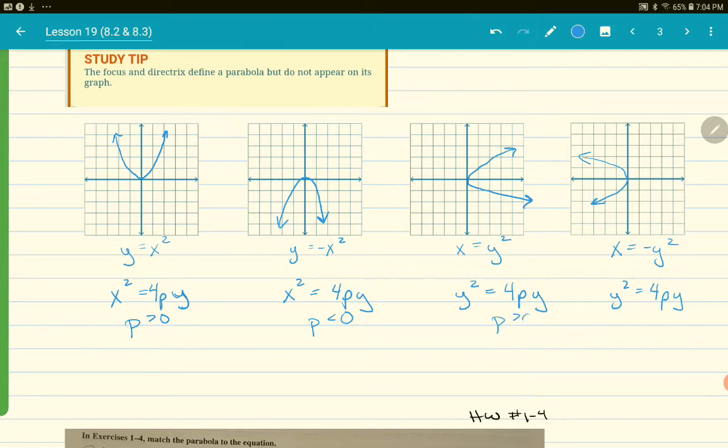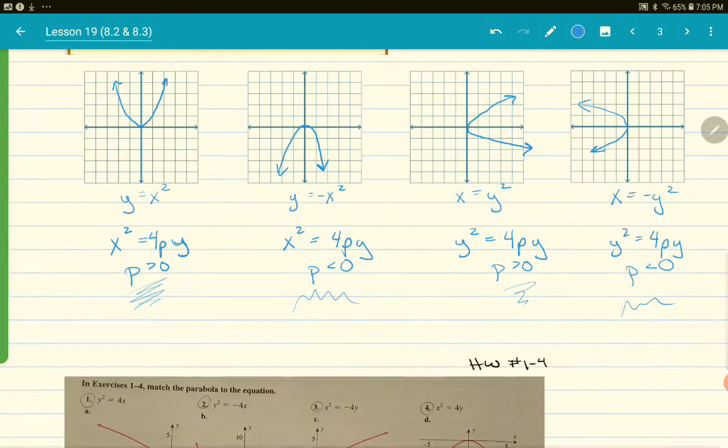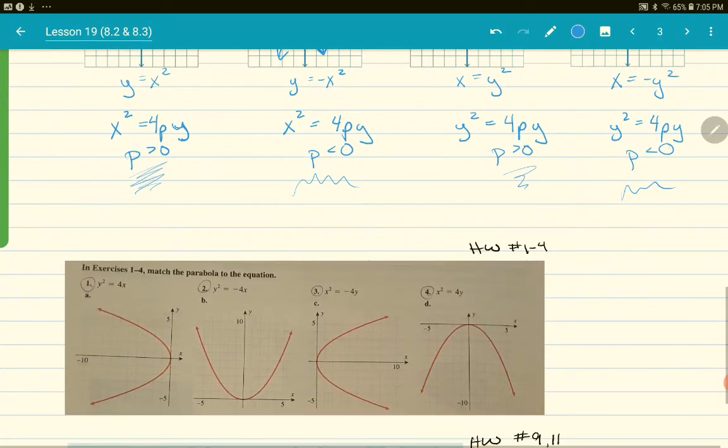When p is greater than 0, with the y squared, it opens to the right, and when p is less than 0, it opens to the left. So if p is greater than 0, it's either up or right, and if p is less than 0, then it's either down or left, which makes sense. That follows the x and y axis signs.